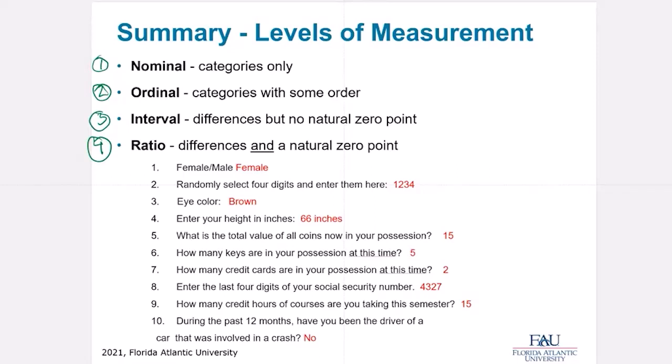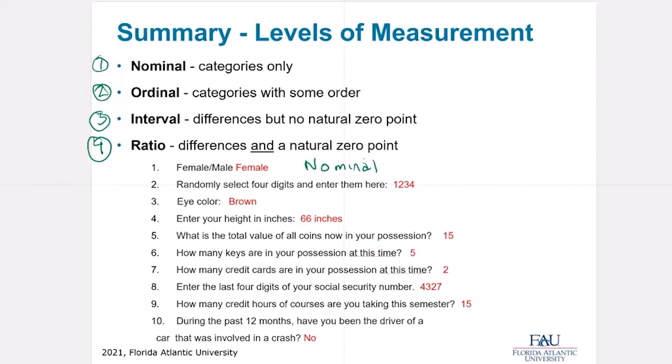We know male and female doesn't have anything to do with differences or zeros or anything like that. Interval, there are differences, but no natural 0 point. Well, female is not a number. Definitely no. Ordinal, categories with some order. Well, I'm not saying that some people don't want to order female and male in a certain way, but there is no natural order to male or female. This would be just categories. We would call this nominal.